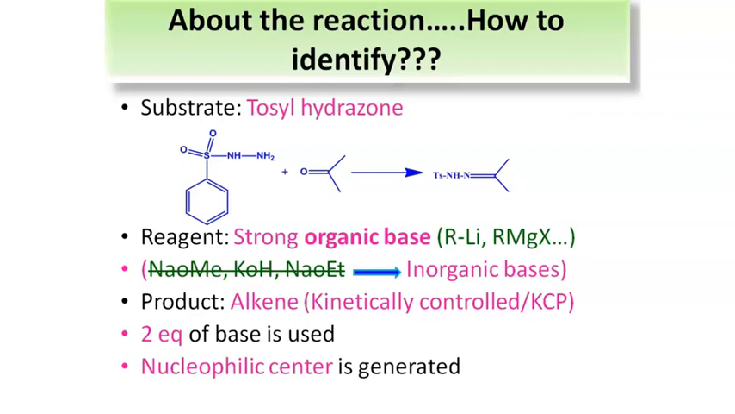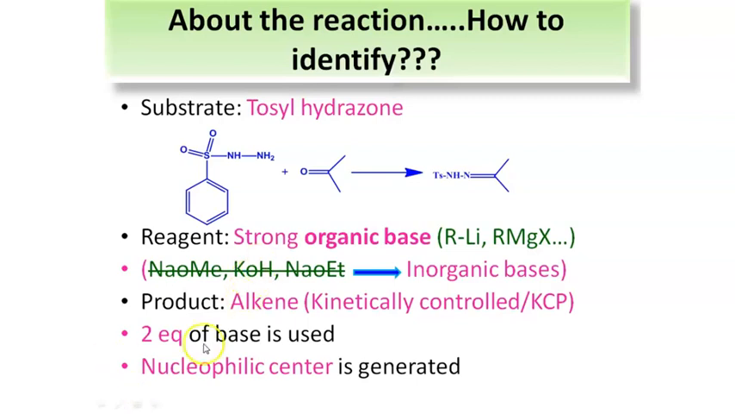Okay. Now what is the product of this reaction? The product is an alkene, but the kinetically controlled product. That means the less substituted alkene. In the case of the Bamford-Stevens reaction, we will get the more substituted alkene, or TCP, the thermodynamically controlled product.